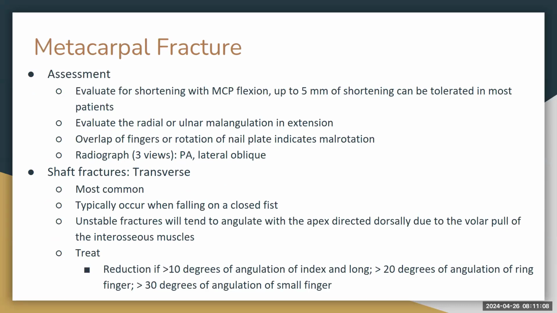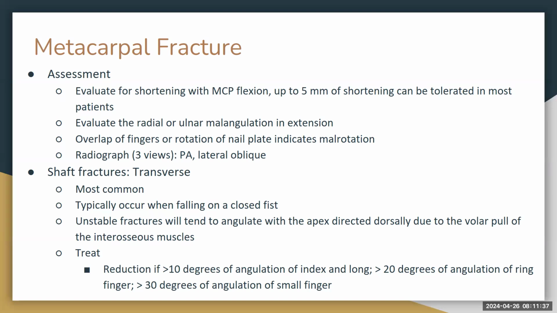Next, metacarpal fractures. So one of the big things when looking at these is looking for shortening of the MCP with flexion. You can tolerate up to 5 millimeters of shortening. With these, evaluate the radial and ulnar malalignment, or angulation, I'm sorry, and extension. So make sure everything looks okay. Overlap of fingers or rotation of the nail bed indicates malrotation.